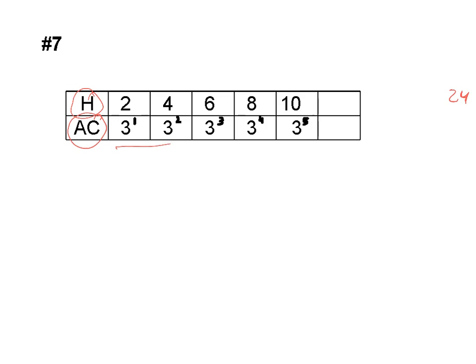Notice what's happening. The power is just going up 1 each time, and notice the hours goes up 2 each time. So this next one would have been 12, 3 to the 6th, right? 14, 3 to the 7th, 16, 3 to the 8th. I want you to keep going until you get to 24. Remember to count by 2s, so you'll have to go a few more. And then every time you go up 2 on the top, go up 1 on the bottom: 3 to the 9th, 3 to the 10th, and so on.